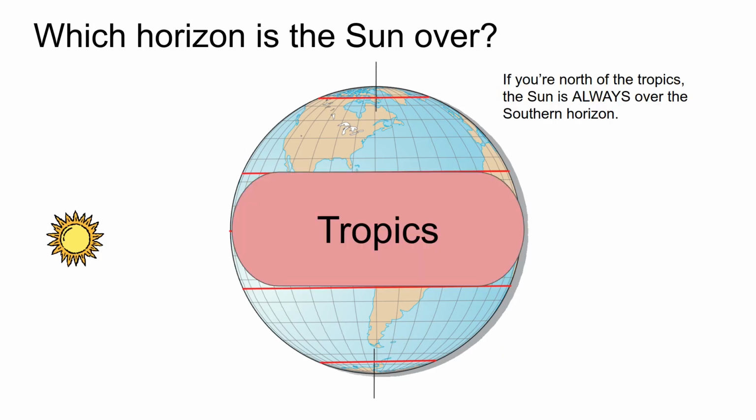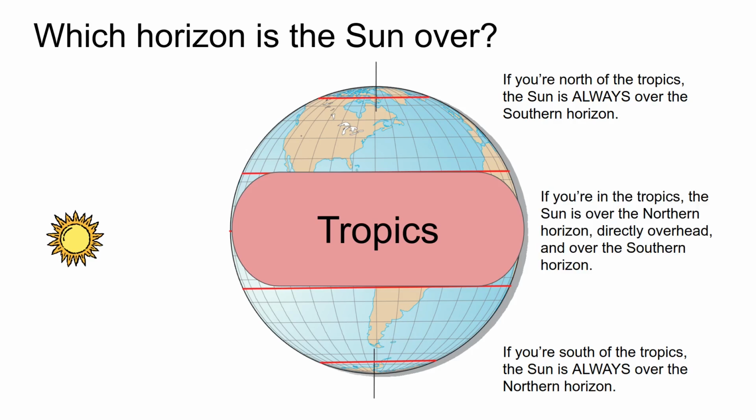Well, if you're north of the tropics, the sun is always over the southern horizon. If you're south of the tropics, the sun is always over the northern horizon. But if you're in the tropics, depending on your latitude and the time of year, like if you're on the equator, 2 days a year, the sun's going to be directly overhead. Half the year, the sun is going to be over the northern horizon, and half the year, the sun's going to be over the southern horizon. So if you're in the tropics, the sun for part of the year is going to be overhead, part of the year at the northern horizon, part of the year at the southern horizon.